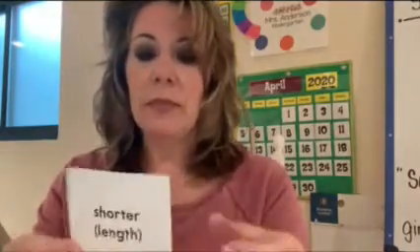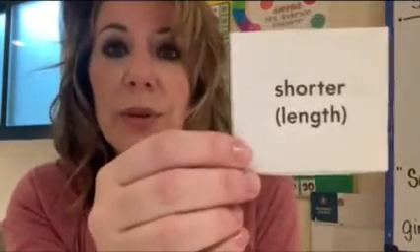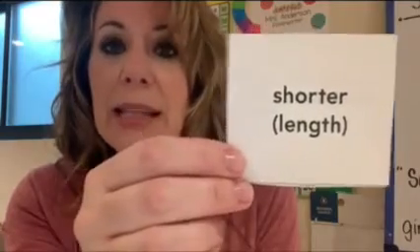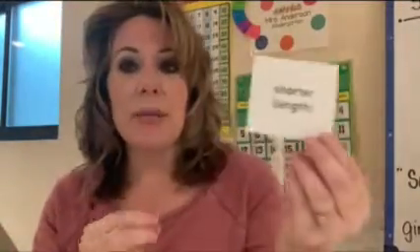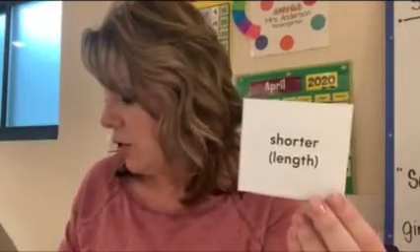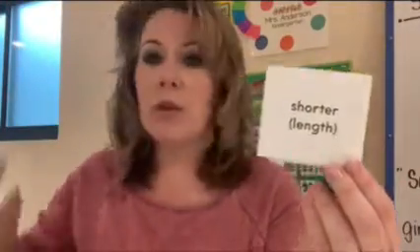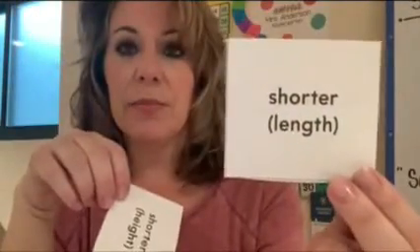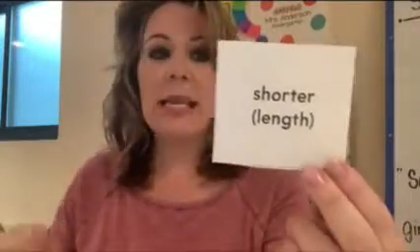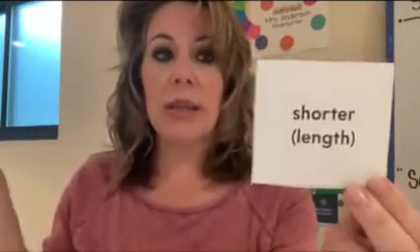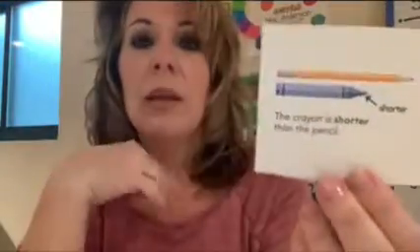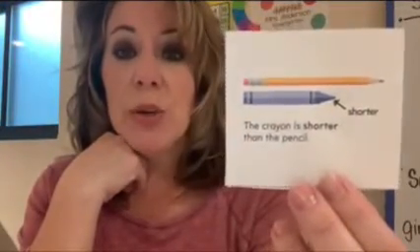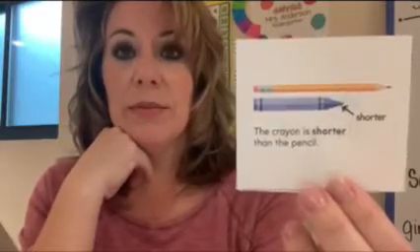Okay, now let's talk about shorter. Shorter when we're talking about length. We had shorter in height, and now we have shorter in length. So length is, if we lay it out, how long is it? So the crayon is shorter than the pencil. It's shorter than the pencil. Good. All right, guys, last word, weight.